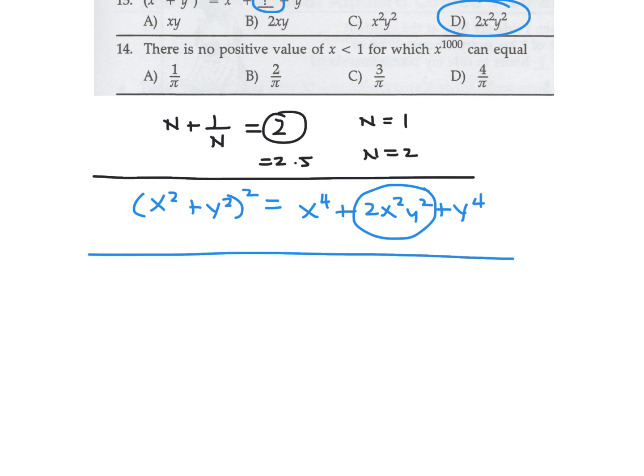There is no positive value of x less than 1 for which x to the power of 1,000 can equal... okay, let's see here. Let's take this one choice at a time. Let's see what happens here. So if that's the case, well, let's just put in a numerical value. Pi, as you know, is 3.14. So if I put pi equal to 3.14, I would get 1 over pi would be approximately 0.32 or something.